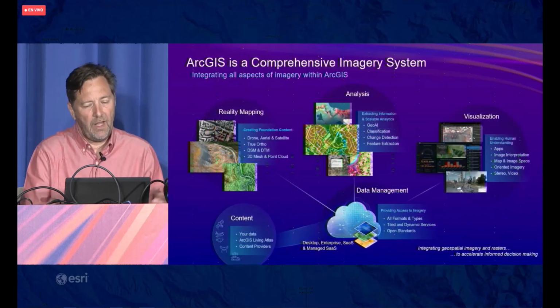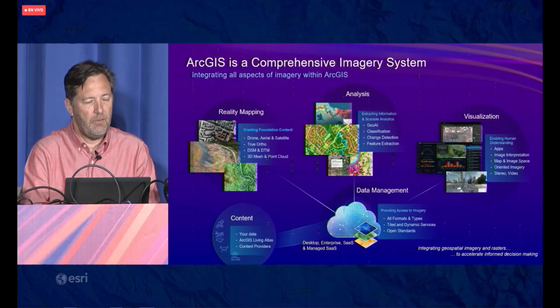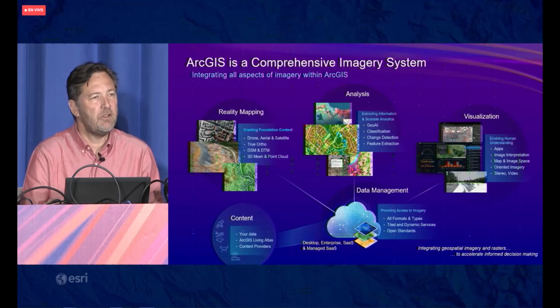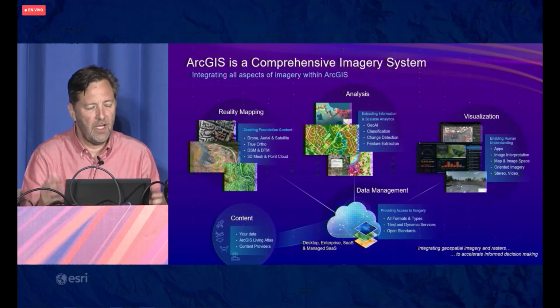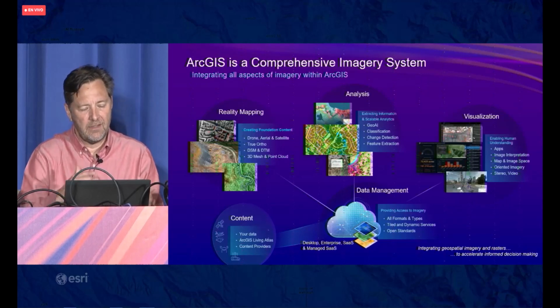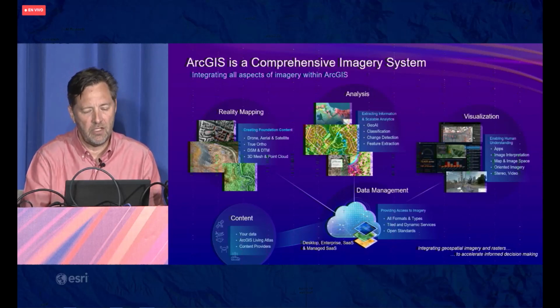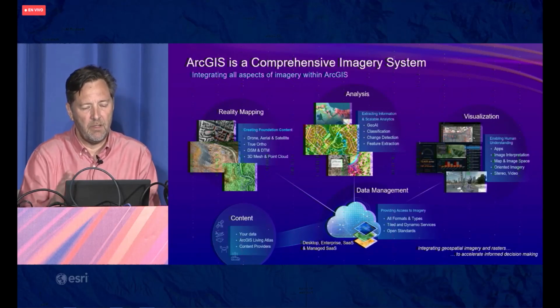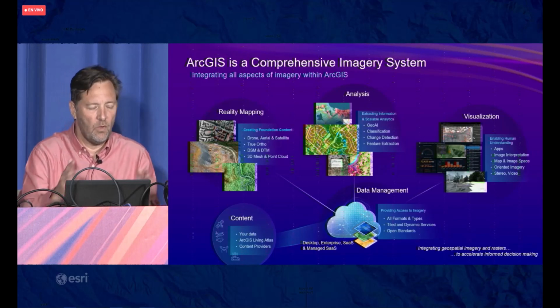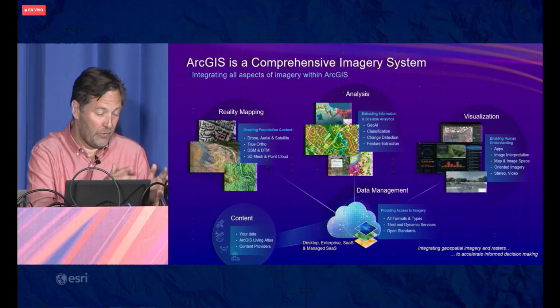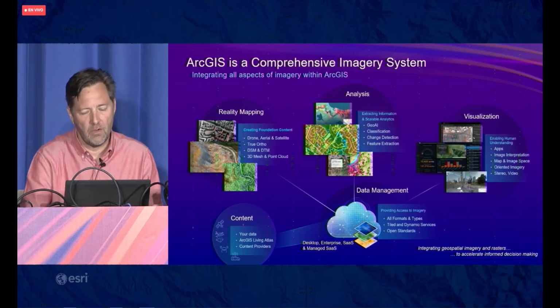So with that, I just want to conclude that ArcGIS is a comprehensive imagery system. This is the same as the first slide, really highlighting that it has these 5 key capabilities which are encapsulated in the various ArcGIS products. But it really provides the ability to work with imagery all the way from that source content all the way to the visualization of the imagery.